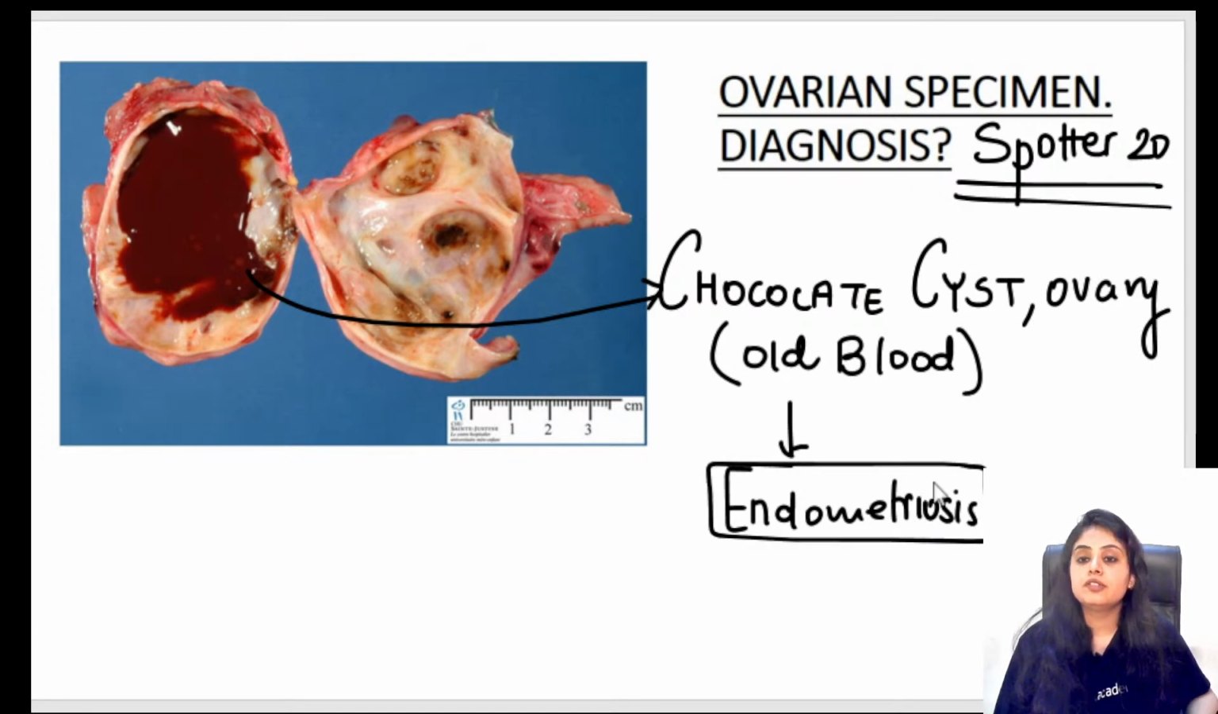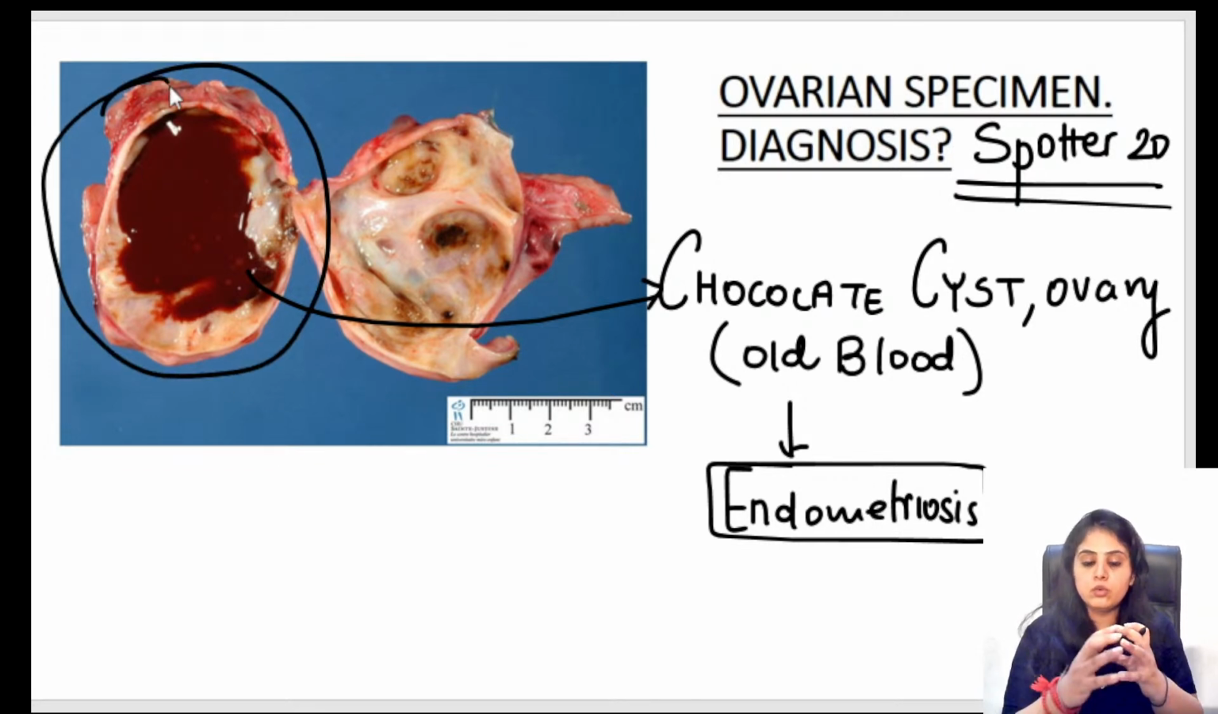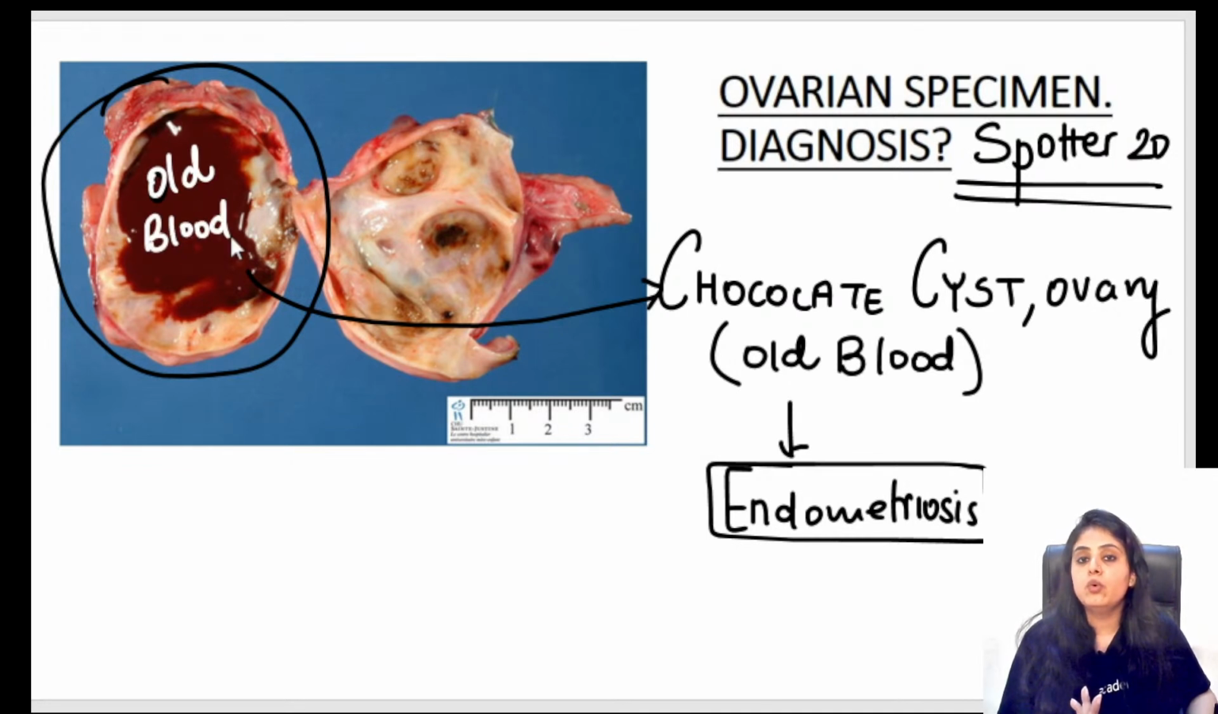So endometriosis of the ovary is because in endometriosis there is bleeding. It's about the endometrium, right? So it has bleeding. Now in the ovary, if the blood is stuck, the ovary is closed, right? So the blood is stuck inside it and will become old. So the chocolate color is only because the blood has become old and oxidized. That is why we call it the chocolate cyst.